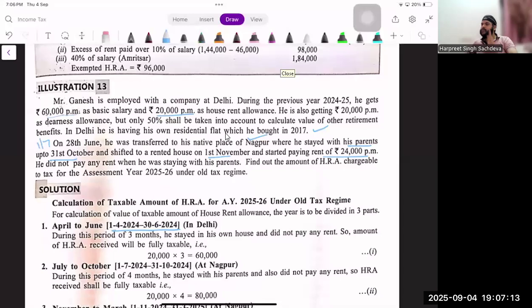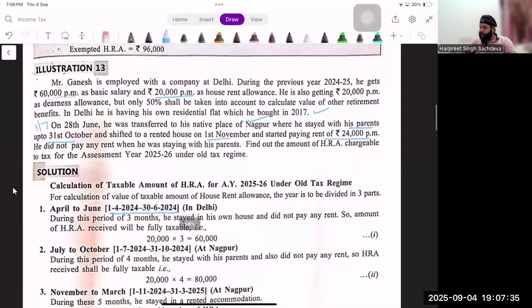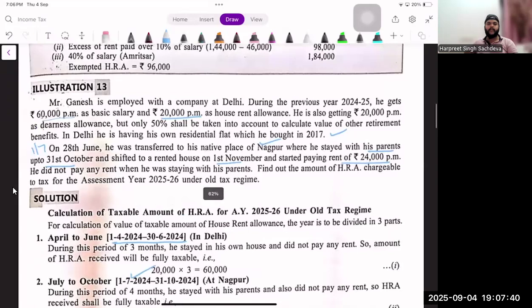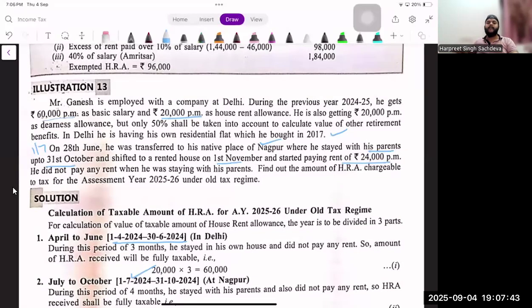Delhi own house. Will he get exemption in own house? Is there exemption available in own house case? So he'll not get any exemption. Then tell me in the second part, July to October, where is he living now? Is it a rented house? Place, and rented or own?